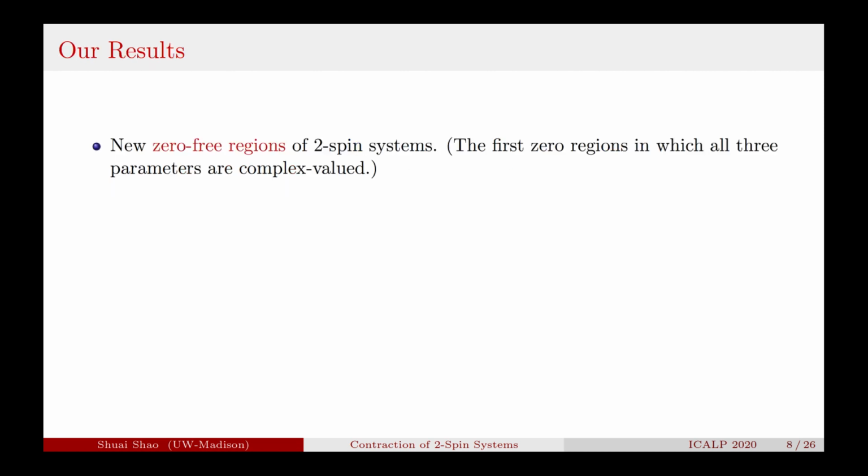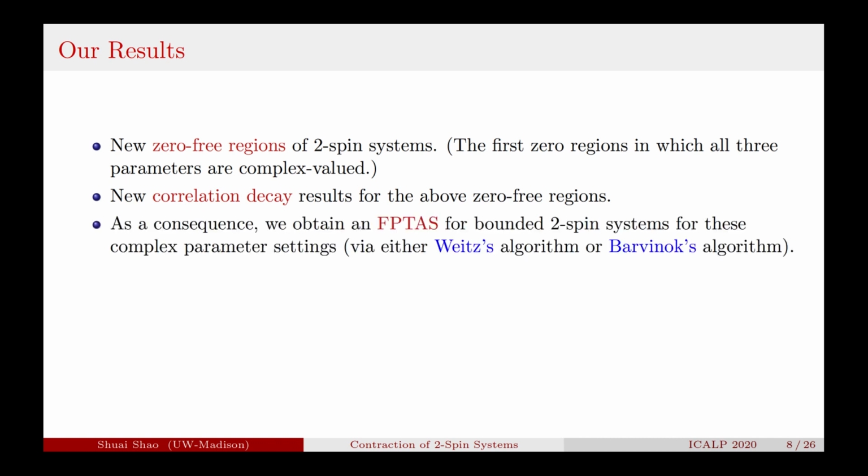Now let's introduce our results. In our paper, we obtained new zero-free regions of the partition function of two-spin systems. To the best of our knowledge, these are the first zero-free regions in which all these three parameters are complex valued. And we also proved that for the above zero-free regions, correlation decay exists. So we obtained new correlation decay results for complex parameters. As a consequence, we obtained an FPTAS for bounded-degree two-spin systems for these complex parameter settings, using either Weitz's algorithm or Barvinok's algorithm.